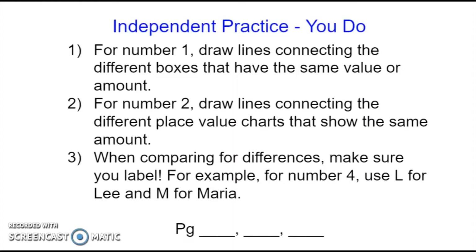Alright, friends and families. So last week, I'm so sorry, I made a mistake. I linked the wrong worksheet. If you have already done it, it's okay. We love practice, so go ahead and just do it again.